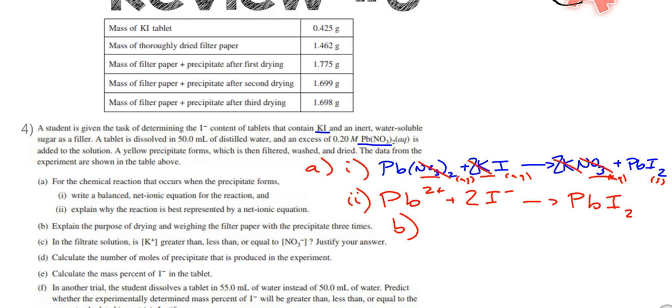B, explain the purpose of drying and weighing the filter paper with the precipitate 3 times. What are we doing? Why are we drying it 3 times? To ensure... maybe that's not the way you would word it, but I'm trying to ensure what? All of the water has been removed, right?